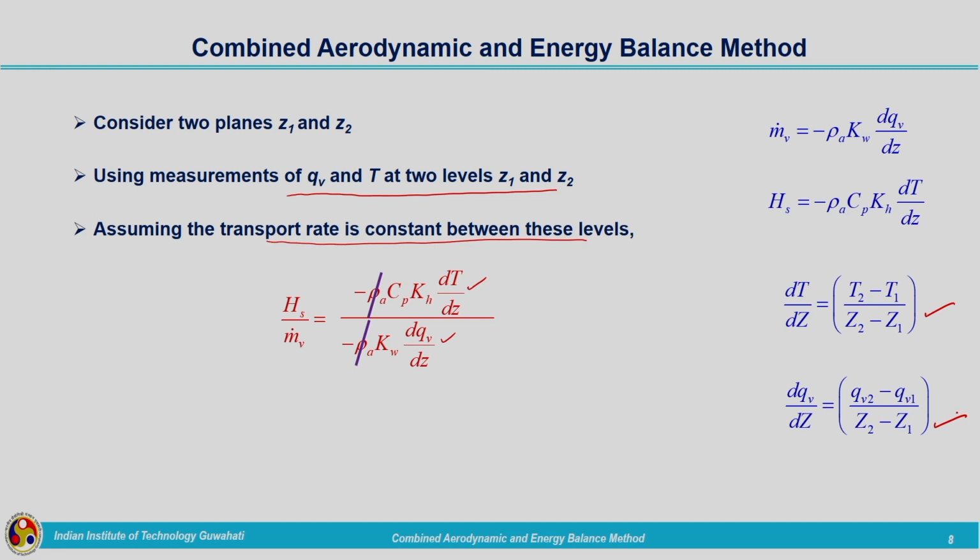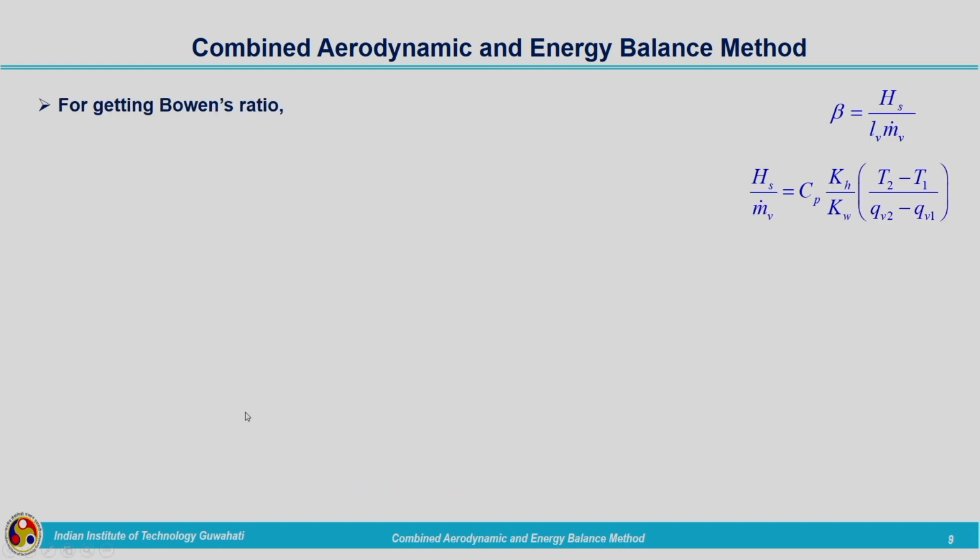After that, we will be substituting this in the equation of Hs by mv dot. When we substitute, the Z2 minus Z1 terms will cancel, and we will get the expression Hs by mv dot is equal to Cp Kh divided by Kw, T2 minus T1 divided by Qv2 minus Qv1.